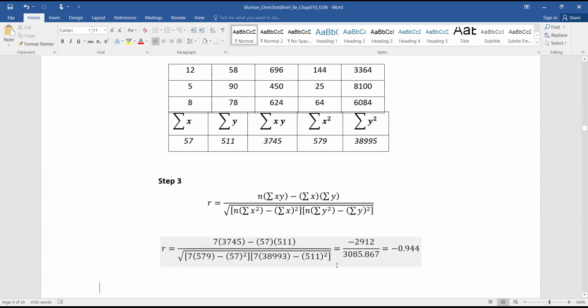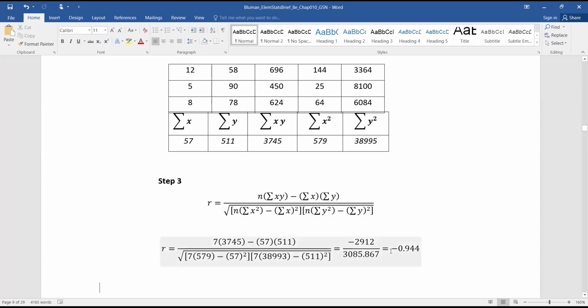And then on the bottom here is just going to be the square root of 7 times the sum of x squared, which is 579, minus 57 squared, and then 7 times this number minus 511, which is the sum of y squared. And then I do that, and I get this number, and then I divide the two, and I get this number. So again, all of it's just plugging in. So once you calculate it, you can just easily type it in the calculator to get the result.